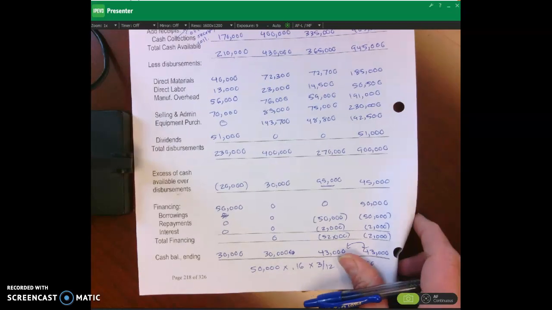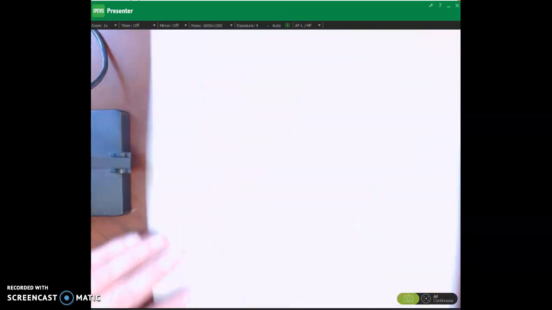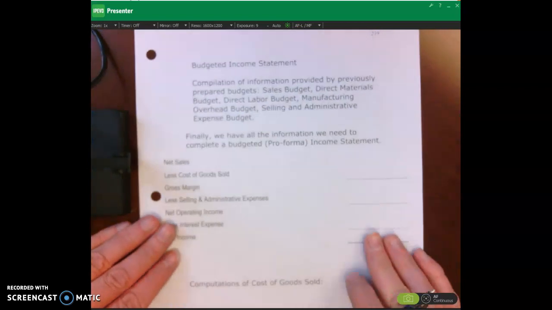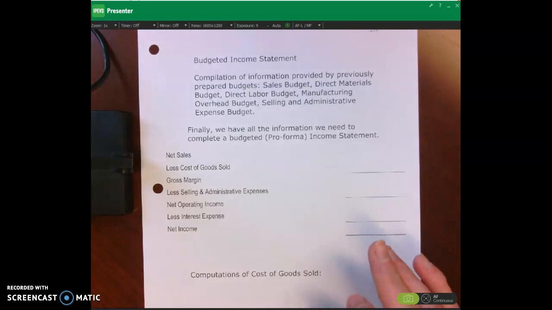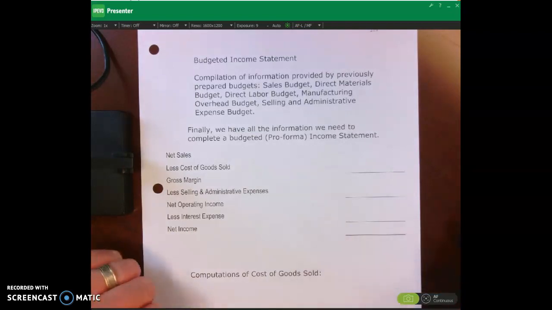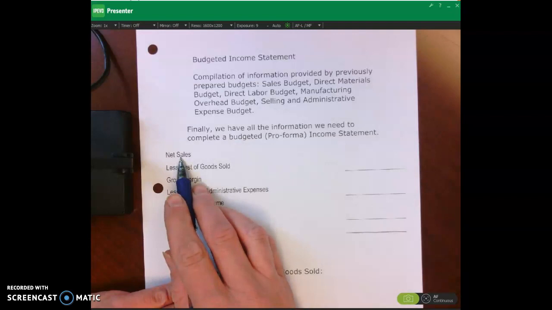Now let's take a look at our budgeted income statement. The budgeted income statement, another term for that, is the pro forma income statement. The pro forma income statement. That's another term. And you might hear that when you start working in your first job or in your first internship. Okay, so we have our income statement right over here.